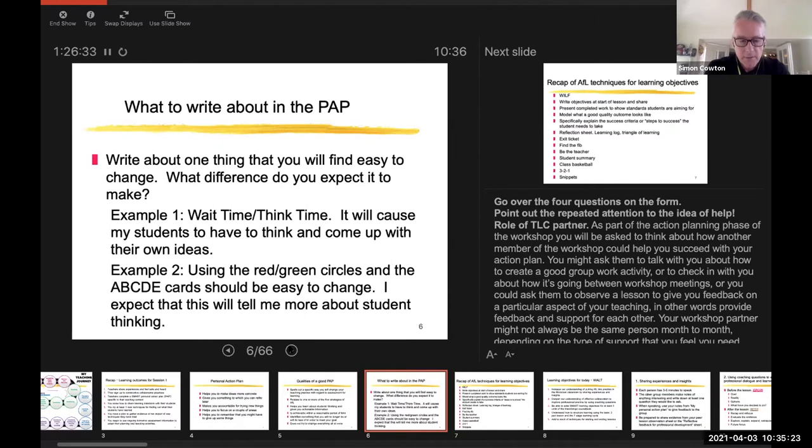It's not focused enough. So the idea of the personal action plan is that you just make a commitment to focus on one thing or maybe two things. I'm going to introduce this and this. I've had a look at all the strategies. I've had a look at all the techniques. And these are the ones that I think are going to work with the learners in this particular class. I'm just going to try it out with one class. Okay, that's the idea. Then you can come back to this group and you can say what you did.